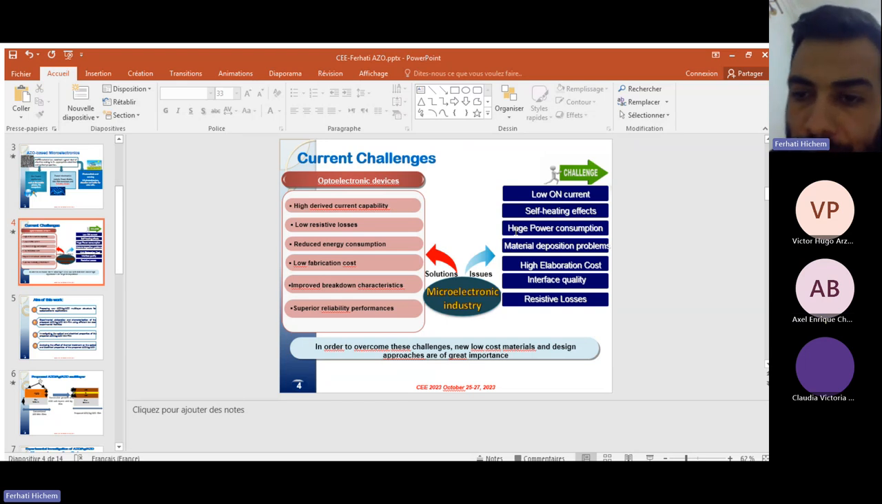So various problems can arise when depositing materials, conventional materials such as SSM5 materials and others, where high deposition temperature is required to achieve a good crystallinity of the films. So in this context, new materials should be developed to mitigate these deposition problems.